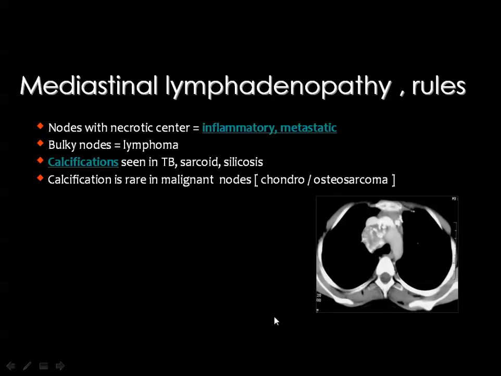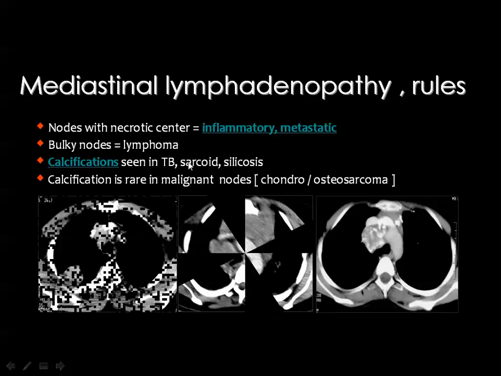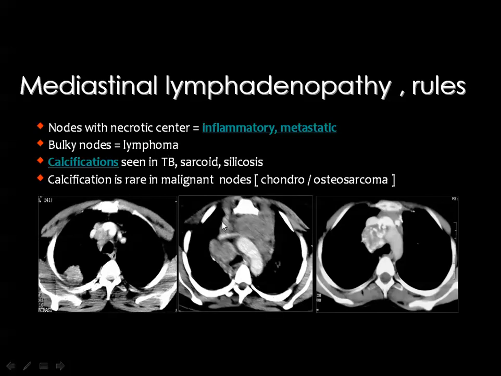Then mediastinal lymphadenopathy with necrotic center, where you see marginal or peripheral enhancement of the lymph node, you consider inflammation or metastatic disease. Bulky amalgamated lymph nodes are usually diagnostic of lymphoma, like these lymph nodes, which are bulky, homogeneously enhanced with no necrotic centers and no calcium.